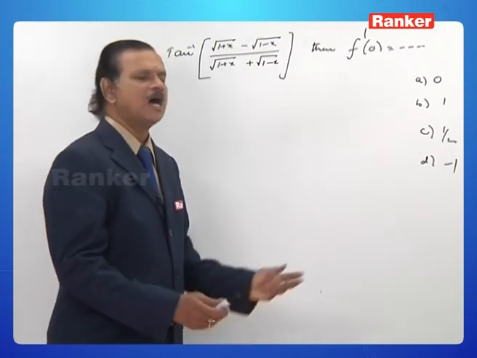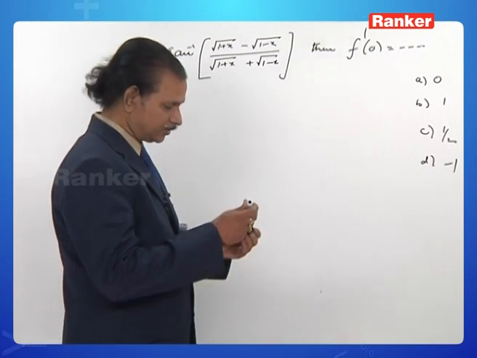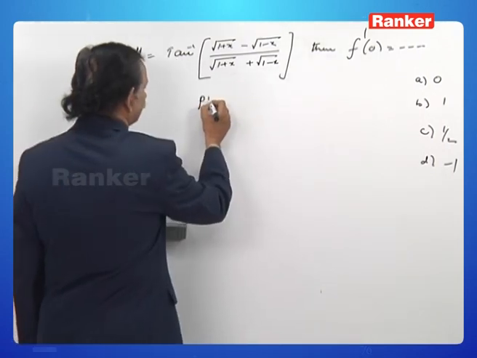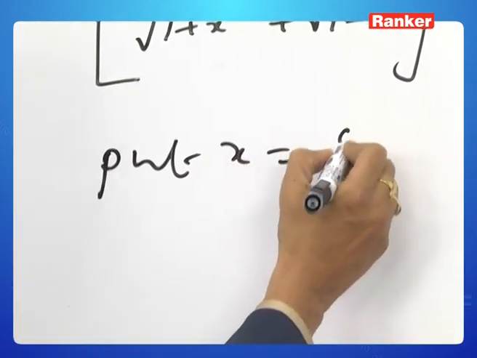There are so many ways. And the other way is, put x is equal to cos 2 theta.